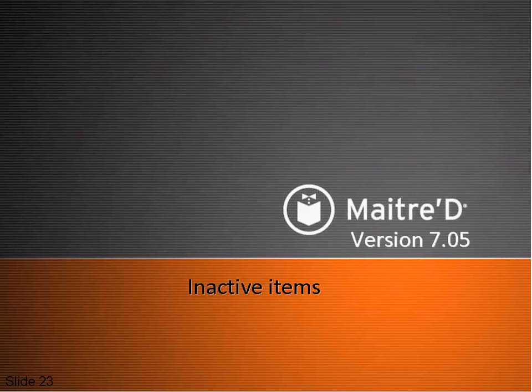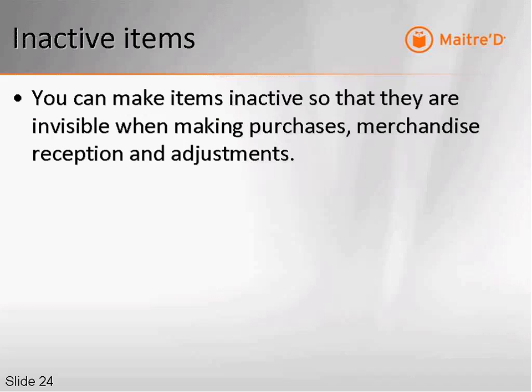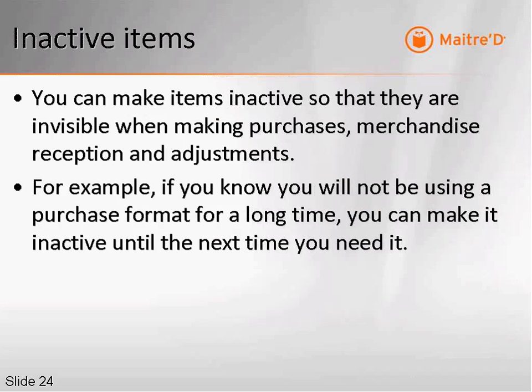Next is inactive items. That's another feature that is closely tied with generic items. You can turn any inventory item inactive for various reasons. Inactive items will not be visible when you make purchases, receptions, or adjustments. So, for example, if a certain buying format is only available during the holidays, you may want to make it available only just before the holidays and then make it unavailable immediately after the holidays. So you want to keep it inactive for the rest of the year, so that way you don't have to see it in your list or in your reports until you actually need it.